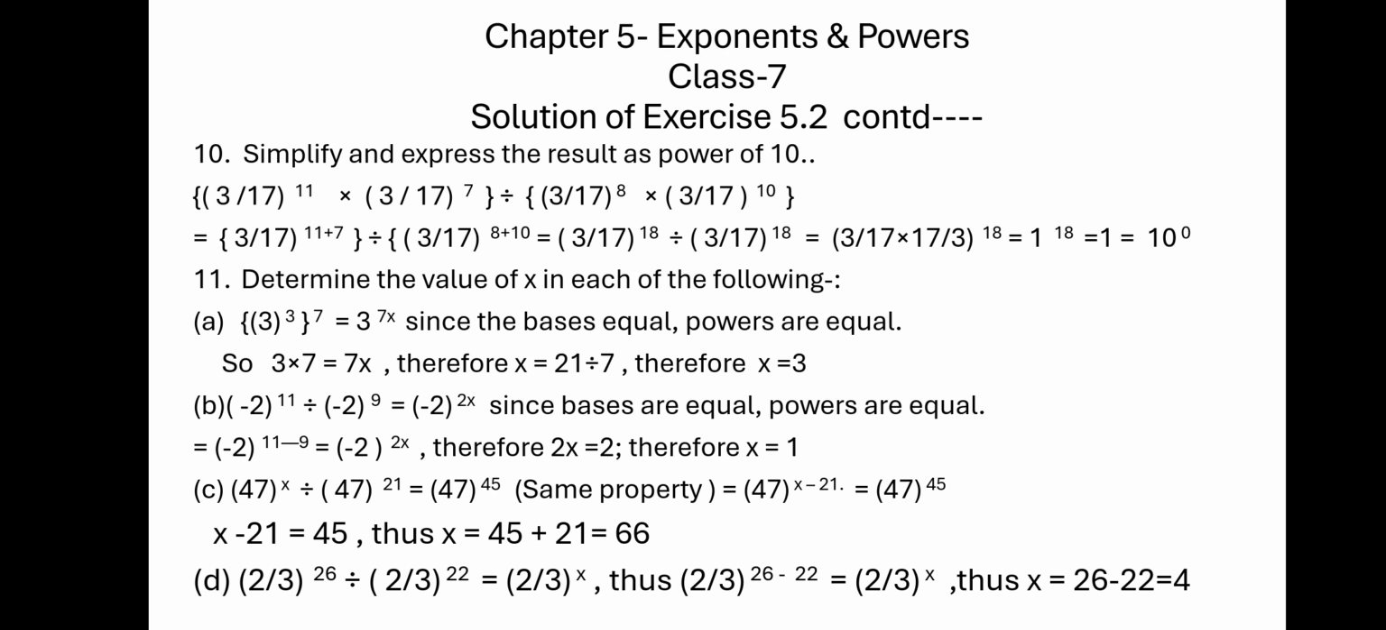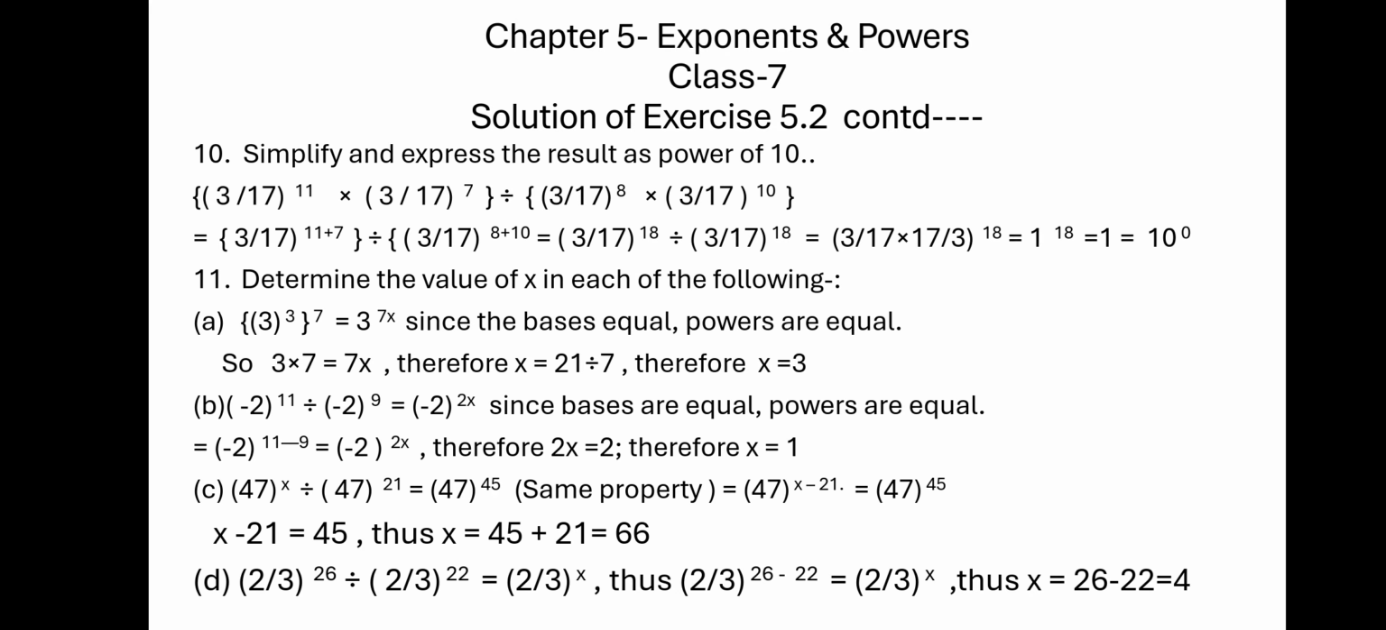11th question. Determine the value of x in each of the following. Now the bases are same, so the powers will be equal. So therefore here (3 raised to 3) whole raised to 7 is equal to 3 raised to 7x. Now when you simplify this, 3 into 7, because of the power rule, that will give you 3 into 7 is equal to 7x. So x is equal to 21 divided by 7, that is 3.